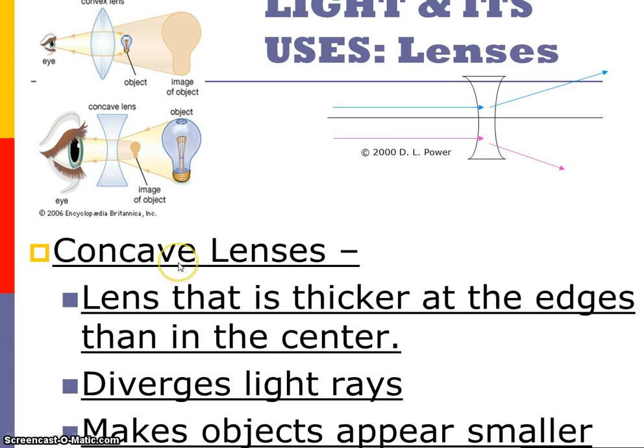Concave lenses are the opposite of that convex lens. Once again, just like convex and concave mirrors are opposites, convex lenses and concave lenses are opposites. So a concave lens is thicker at the ends than it is in the center, and it's going to make objects appear smaller than they really are because of the way the light is bent. Because of that refraction of light, objects appear smaller in concave lenses.